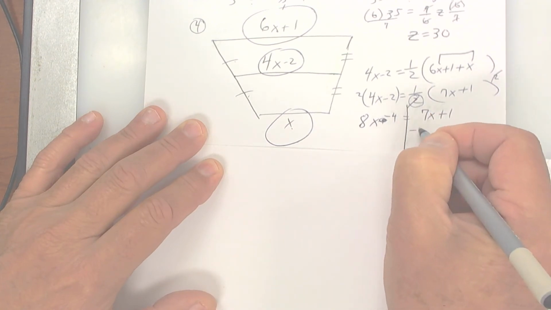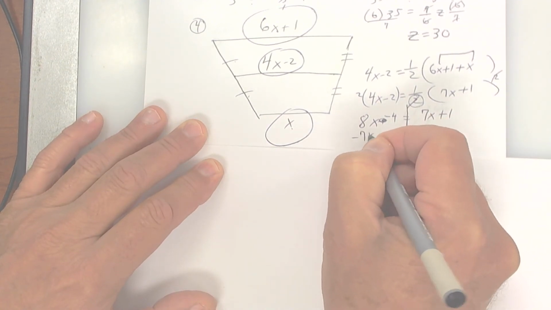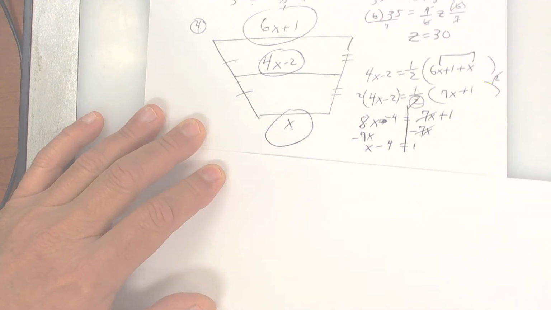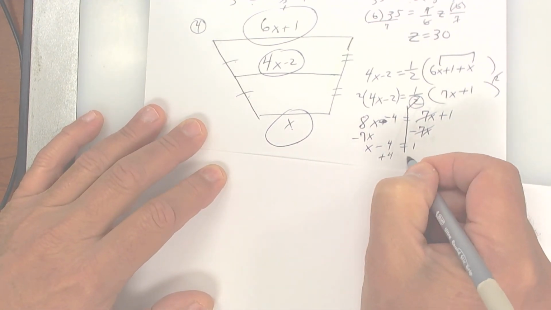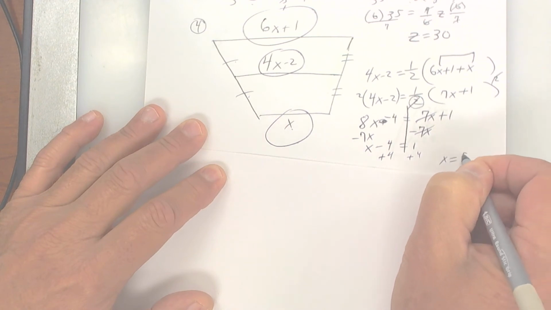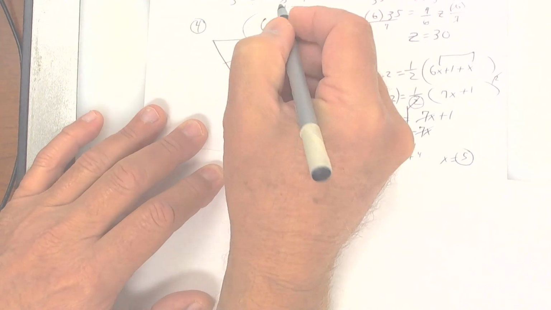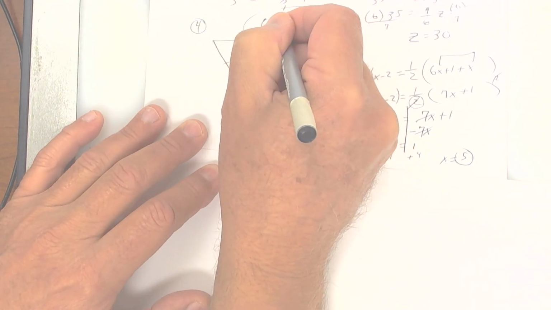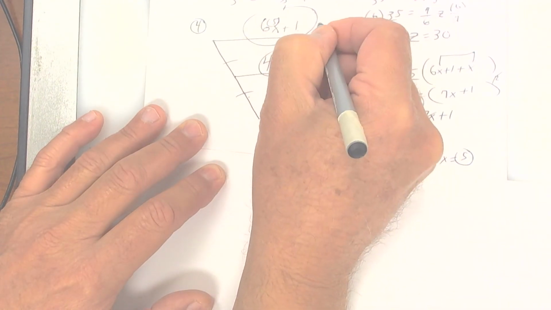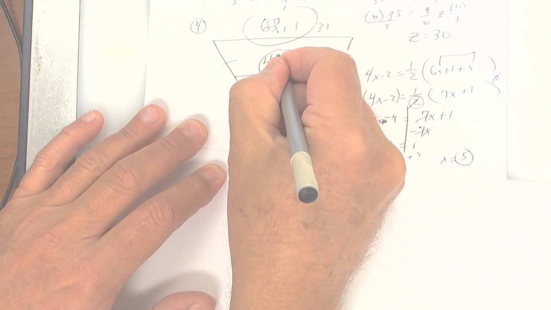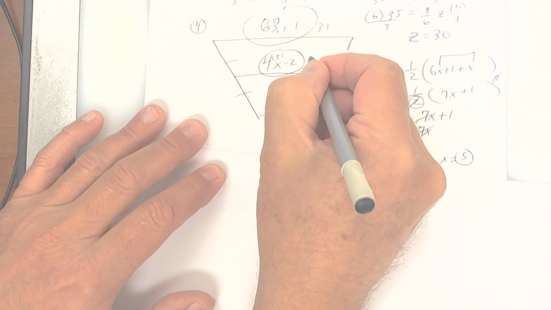I'm almost done. I'm going to subtract 7x from both sides. When I do, I get x minus 4 is equal to 1. And then I'm going to add 4 to both sides, and I'm going to get x equals 5. So this one is 5. This one is 6 times 5, which is 30, plus 1. So this one is 31. The mid-segment, 4 times 5 is 20, minus 2 is 18.